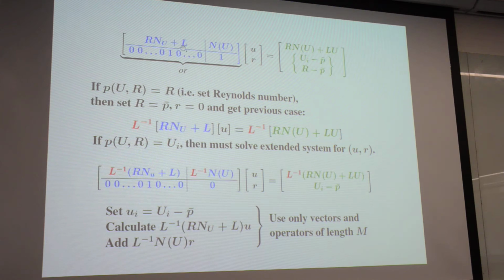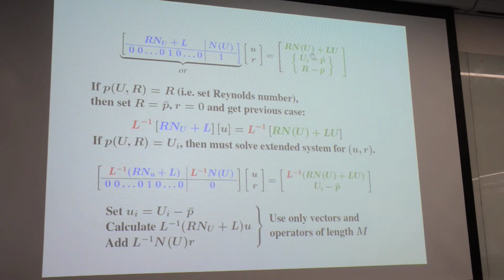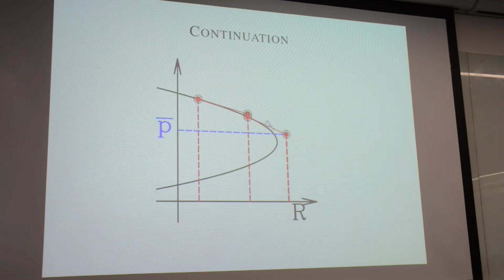This equation is the matrix way of stating the linearization of the goal. So again, we solve this iteratively. We multiply this equation by L inverse. And by finding a new little r, we adjust the Reynolds number, and we end up being able to go around the saddle node.